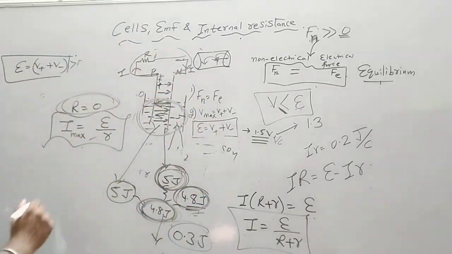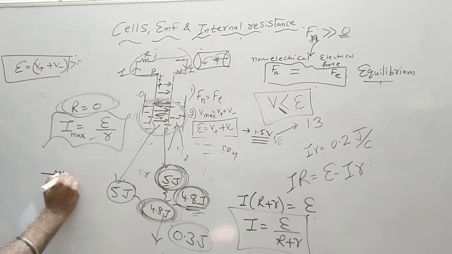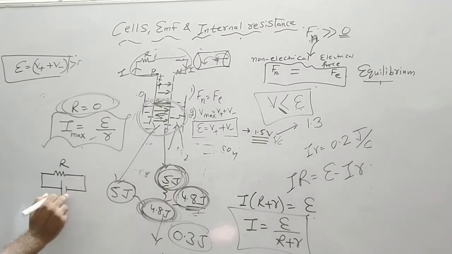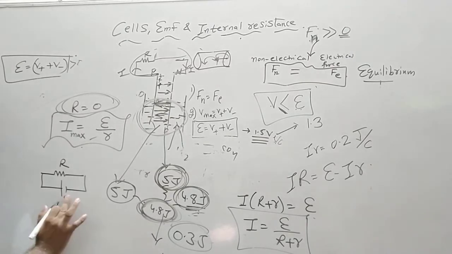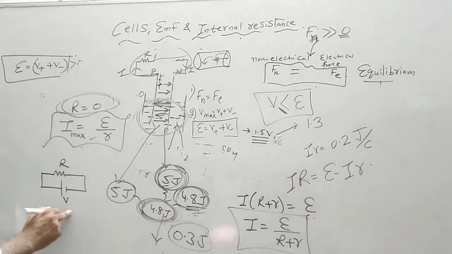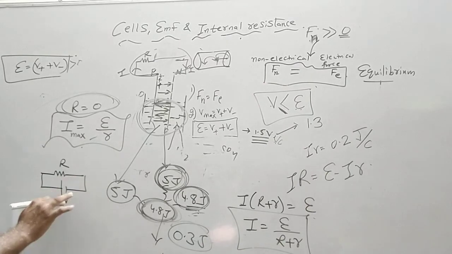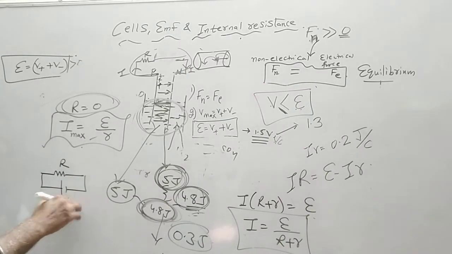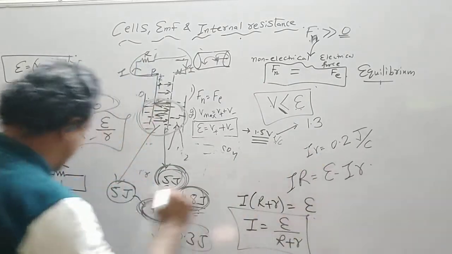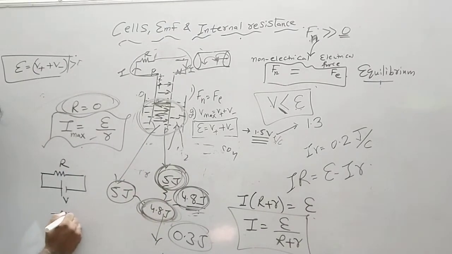And all this in terms of symbols is explained as: this is your resistance R and the cell is denoted by this. So if I write here E, it means internal resistance is 0. And if I write here V, it means it has an internal resistance. So if I write this V, we assume that it has an internal resistance which is calculated as E minus Ir. So there are many possibilities.